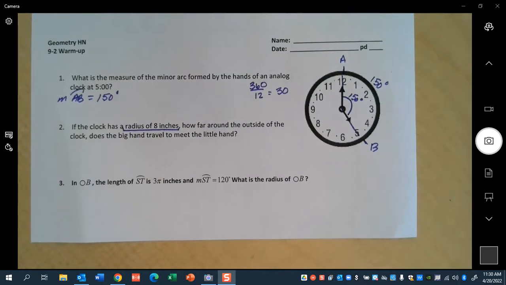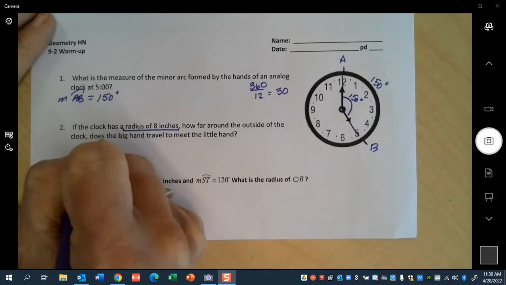Now, just one disclaimer. As the big hand moves, so does the little hand. So a really complicated calculus problem is when do they meet up? Because in most clocks, this little hand is moving as the big hand is moving. We're going to pretend it's not. We're not going to get that complicated. But how far around the outside of the clock does the big hand travel to meet the little hand?